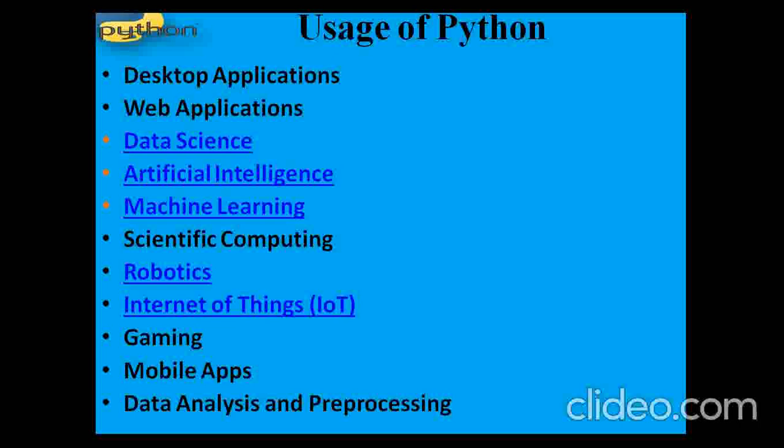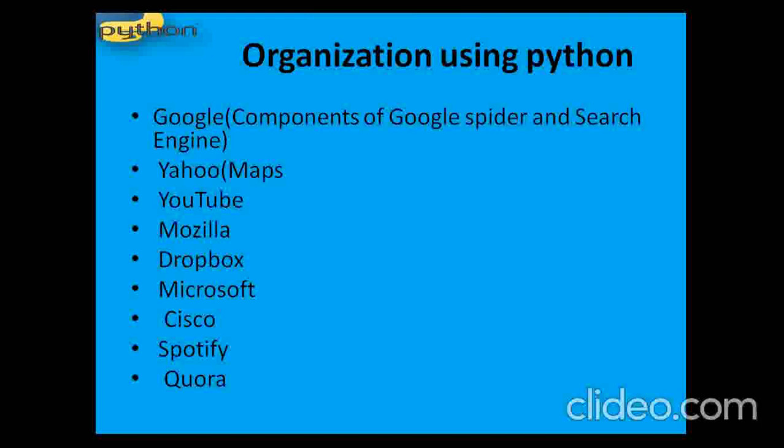Actually, Python is used in every field nowadays. One of the very basic applications is desktop applications. Second, web applications, data science, artificial intelligence, machine learning, scientific computing, robotics, Internet of Things, gaming, mobile applications, data analysis, and pre-processing. And again, it is used in web scraping applications.